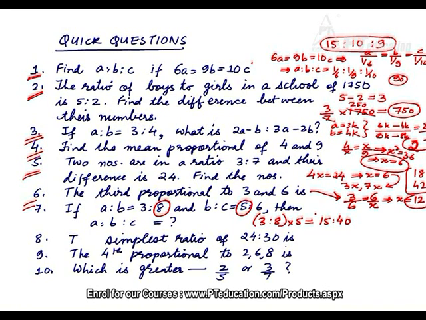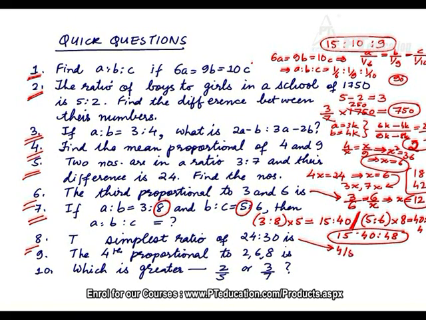And the second expression 5 is to 6 needs to be multiplied throughout by 8. So this will become 40 is to 48. And so our final answer will be 15 is to 40 is to 48 for question number 7. I hope this is very clear. 15 is to 40 is to 48, and we should be able to do it mentally with some practice. Question number 8. The simplest ratio of 24 is to 30. I am sure you will be able to see that the answer has to be 4 by 5. You cannot simplify it any further.